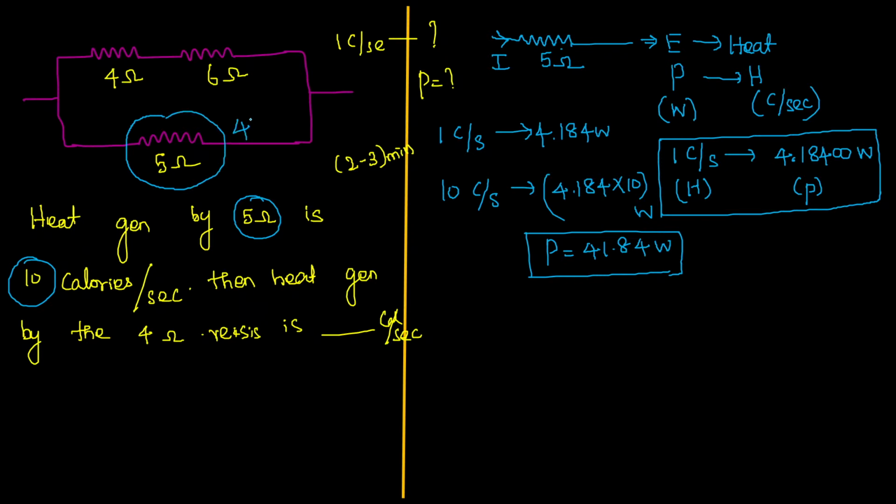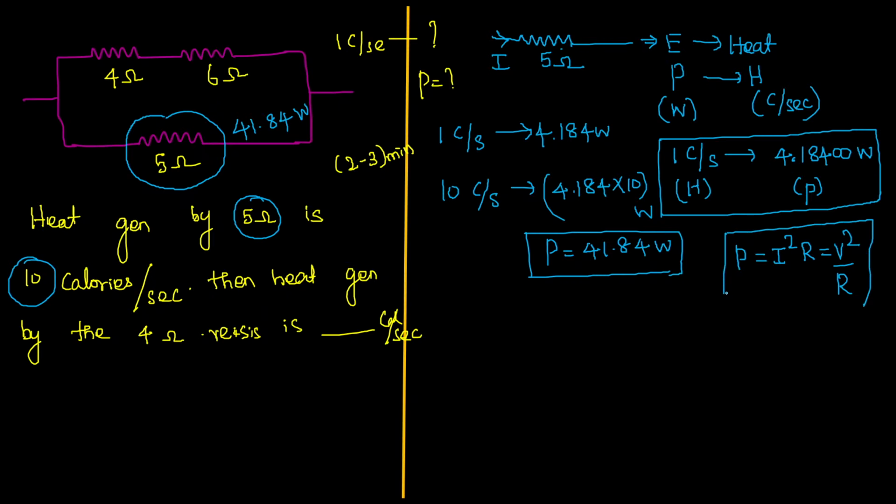Totally it is dissipating 41.84 watts. Now, in the electrical formulas, you know all the relations. In a resistor, you can write power either in terms of I square R or in terms of V square by R. Now that you know the value of power, you can identify the value of current as well as the value of voltage.